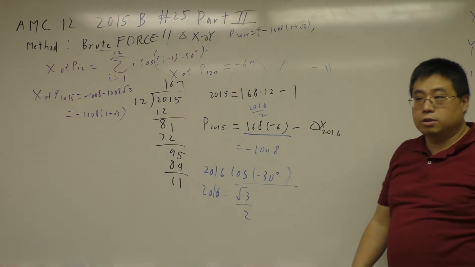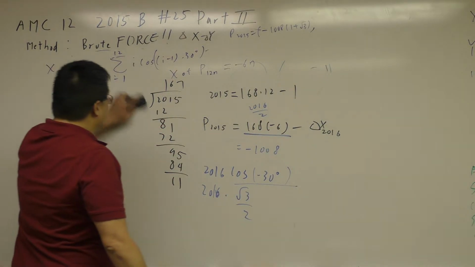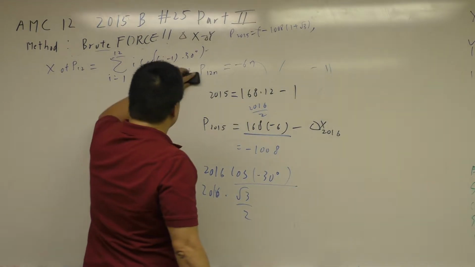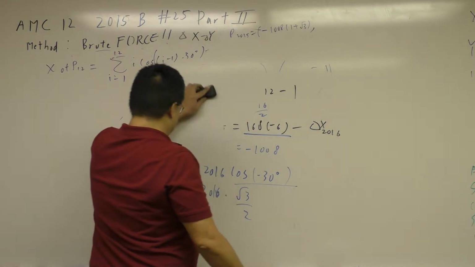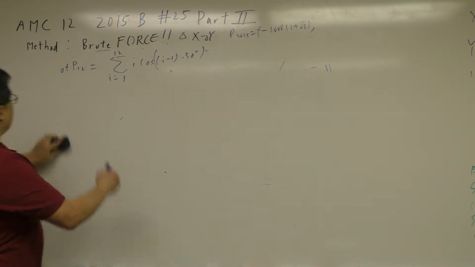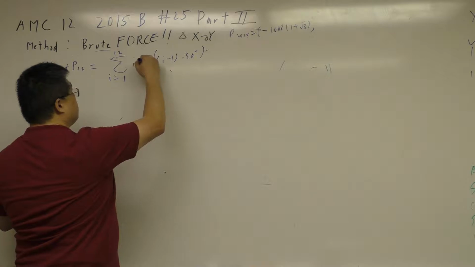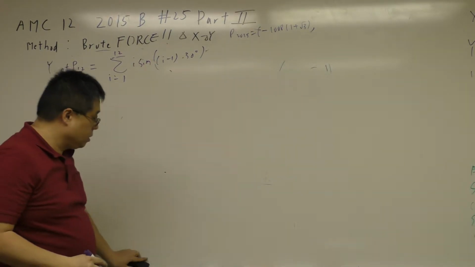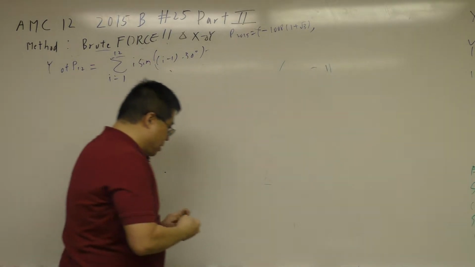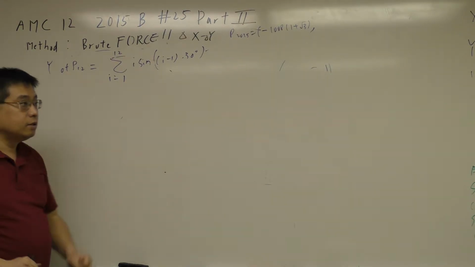Now we need to work on the y. Y, as I said before, is a very similar story, except when we look for the y, this cosine has now changed the sign. And let's first see what happens if you add up the first 12 terms for the y.